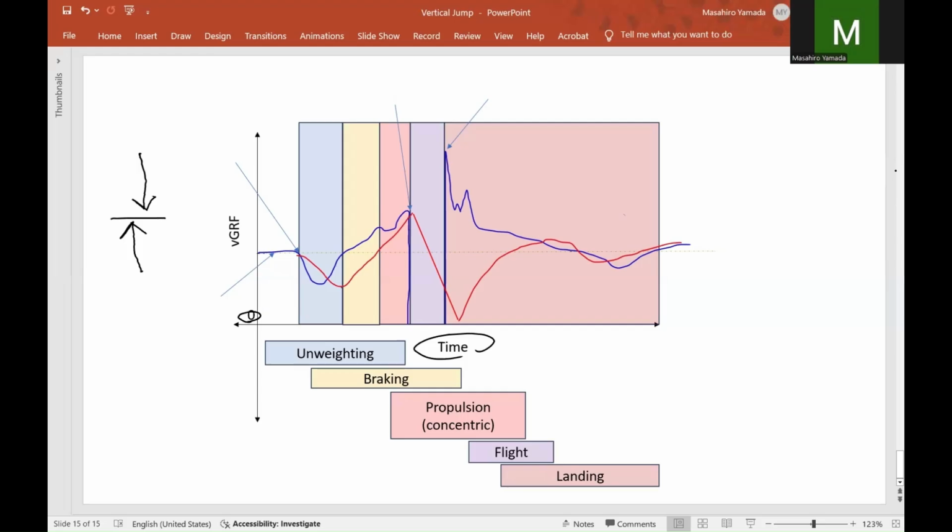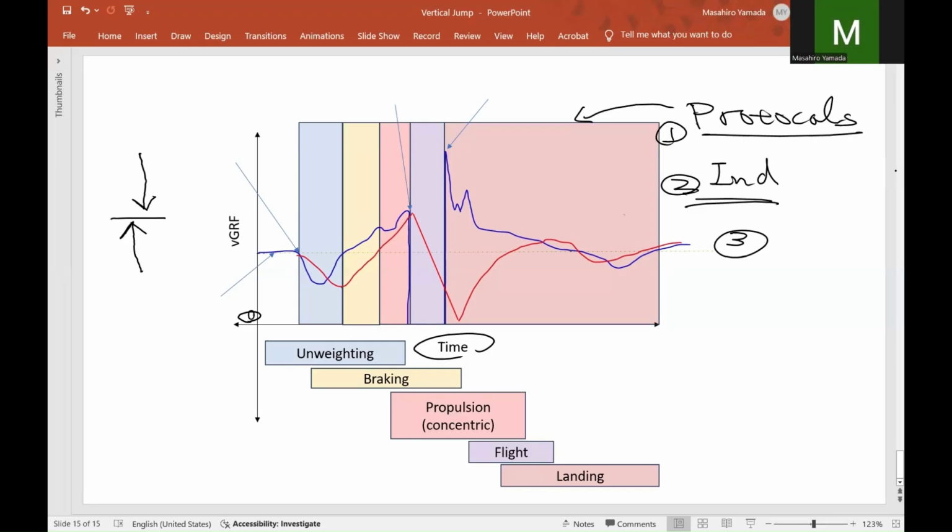One of the reasons is, first, the protocol matters a lot. If you let your participants swing their arms naturally, then you will see something like this figure. However, if you ask your participants to keep their hands on their hips, then the typical patterns will be different. There are also some individual differences.